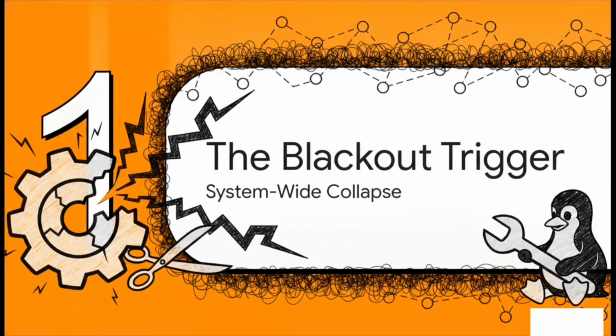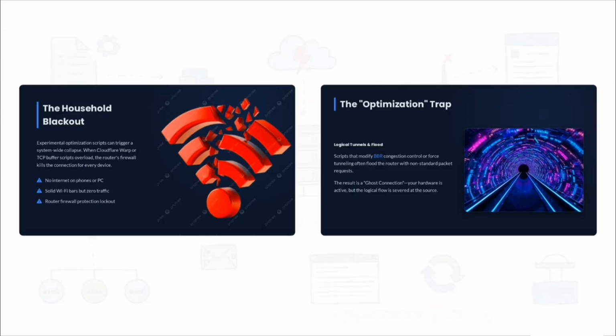All right, part 1, the blackout trigger. Every catastrophic failure has an inciting incident, right? To fix a system, you first got to understand exactly how it broke. Let's look at the exact moment your machine was cut off from the outside world. You might have run an experimental optimization script, maybe setting up a Cloudflare WARP tunnel, or applying TCP/BBR congestion control modifications to speed up your connection.